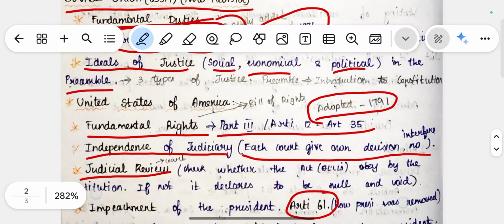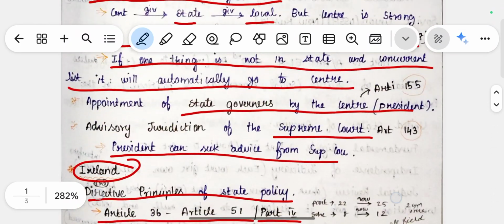So these are all about the sources of the constitution. So thank you.